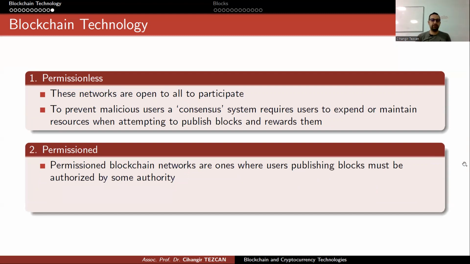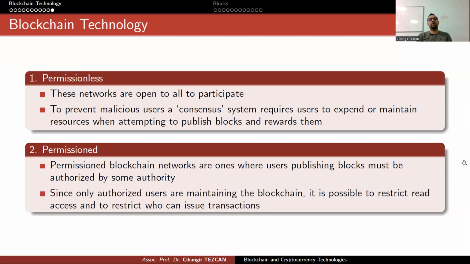In the permissioned case, permissioned blockchain networks are ones where users publishing blocks must be authorized by some authority. Since only authorized users are maintaining the blockchain, it is possible to restrict read access and to restrict who can issue transactions.